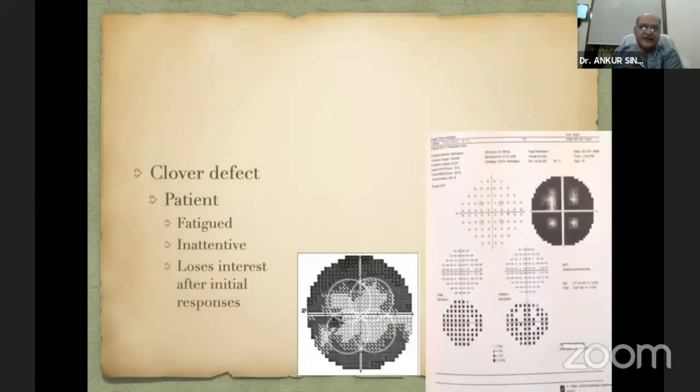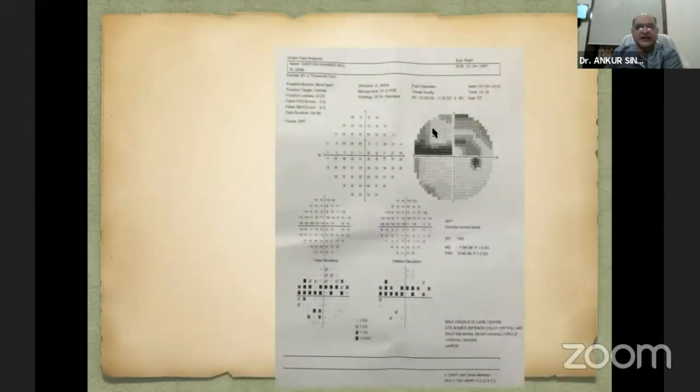When the patient is fatigued, inattentive, and losing interest after initial responses, what we get is something like a clover leaf here, where the central points are bright, but the later peripheral points are dark, which is something like a clover leaf.